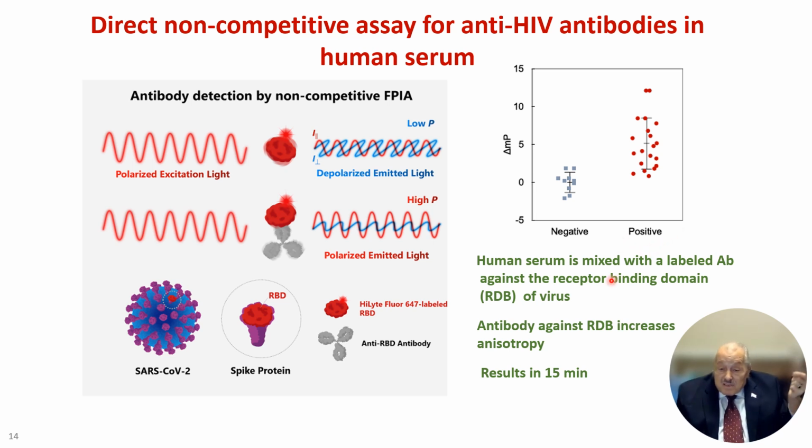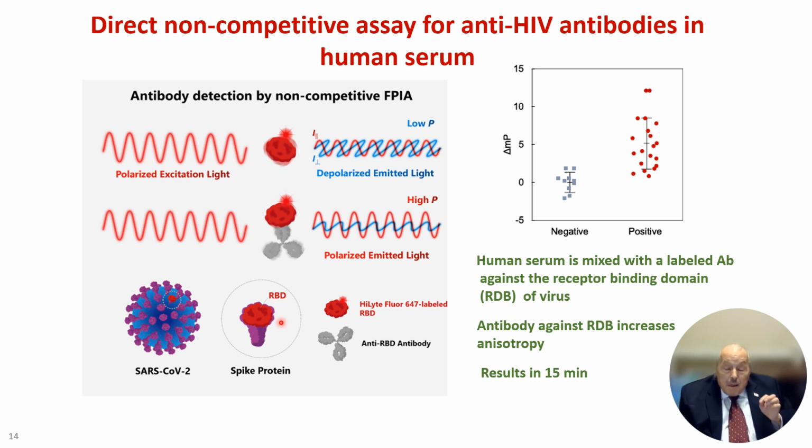They're not wonderful. You would hope for more discrimination than that, but they can distinguish positive from negative. The results of such an assay can be attained in a very short period of time. The human serum is mixed with the labeled antibody against the receptor binding protein, and that slows down the rotation of the labeled, so what's the domain called? We'll see it on the next slide.